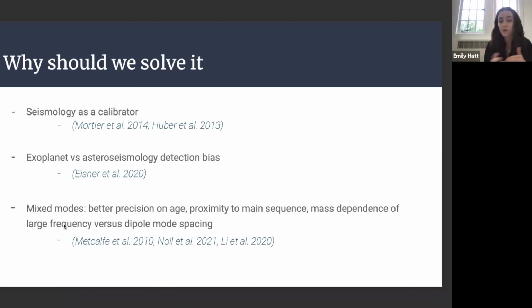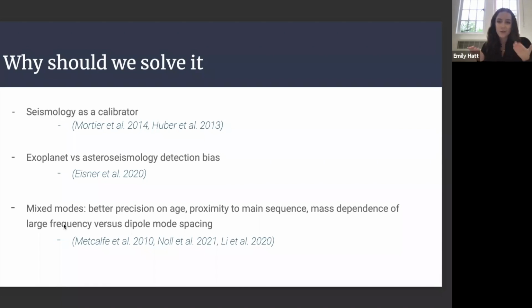So if you can include these mixed modes in your modelling process, you end up with a better precision on age, because most of the rapid evolution is happening in the core. You can also use young main sequence stars to study the conditions in the core of that star while it was on the main sequence. This is what I'm referring to with the Good Vibration seminar. It's on work by Noll et al. in 2021, where they use a young main sequence star to constrain the convective overshoot, I believe, above the core. And finally, in 2020, Li et al. noted a mass dependence between the large frequency spacing and the period spacing of dipole mixed modes in subgiant stars. So that allows you to have some constraint on the mass.